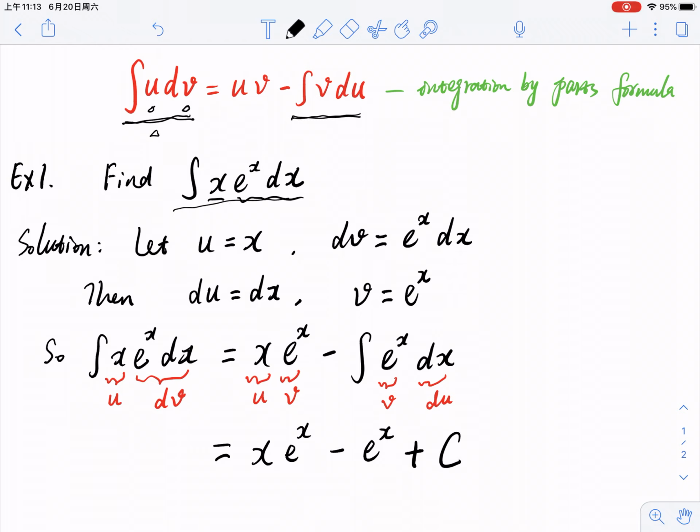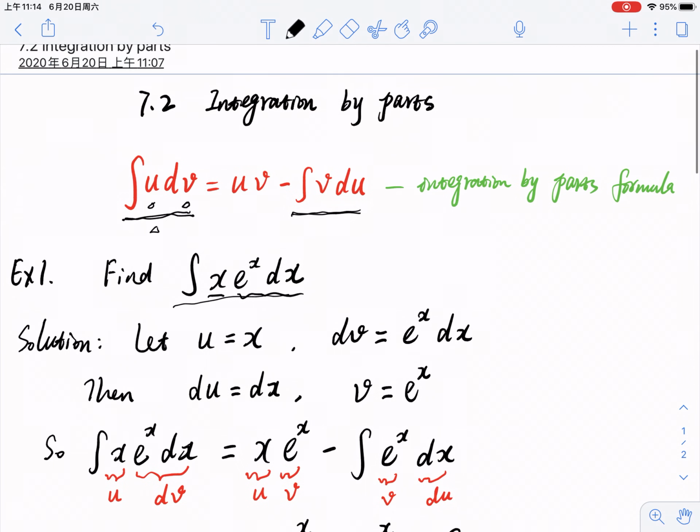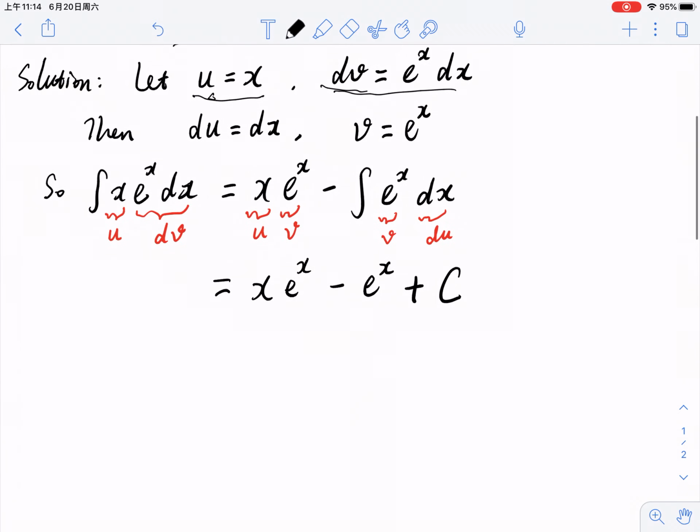From here we can see that the most important part of using the integration by parts formula is to choose u and dv. Once we have chosen u, then whatever is left is dv. Now let's move to the second example.